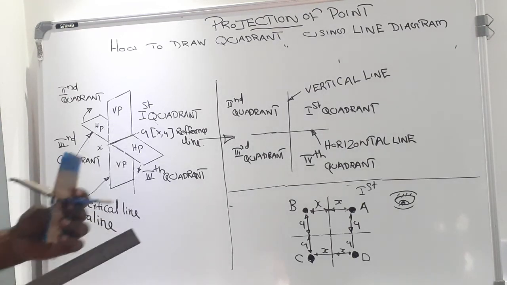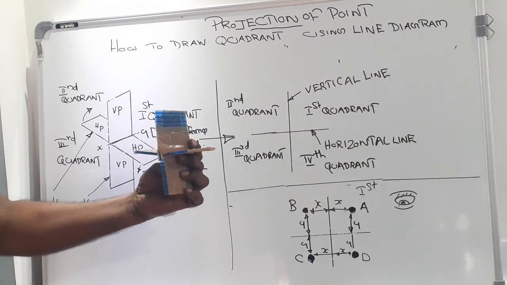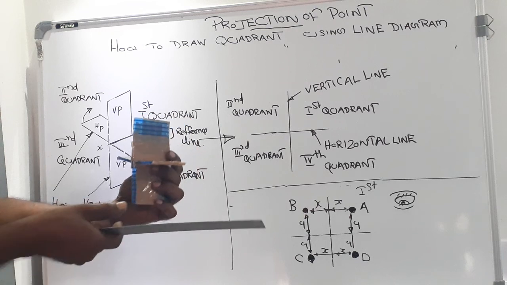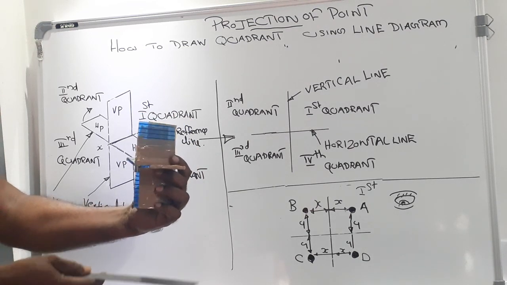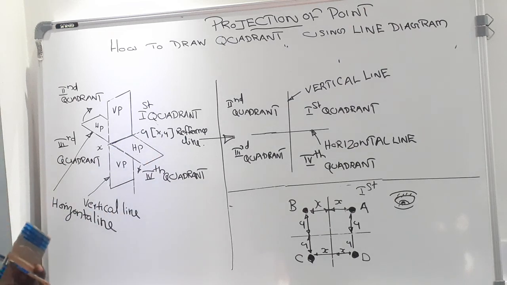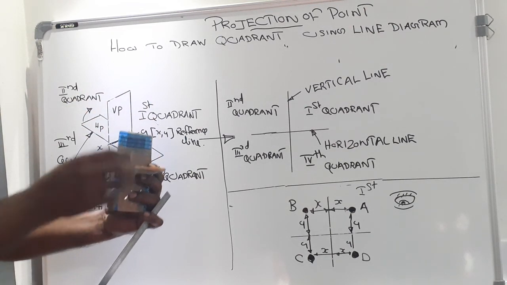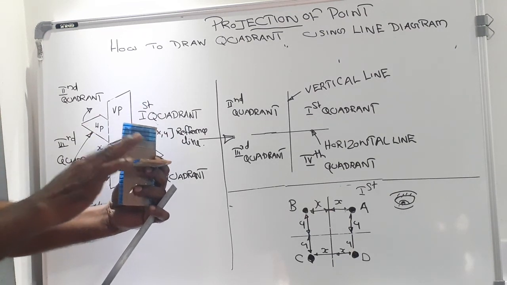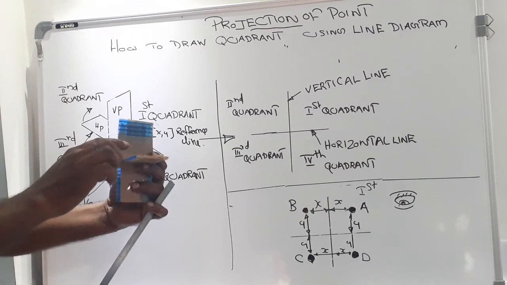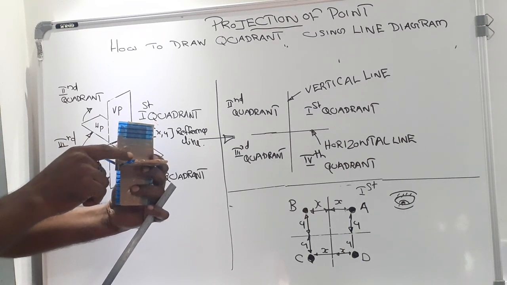Suppose, imagine this is the miniature or model of our quadrant that is placed at 30 degree. That means placed isometrically, we can get such a type of figure. So we have to see all the terms related to this quadrant system. By the help of this model, we have to explain.